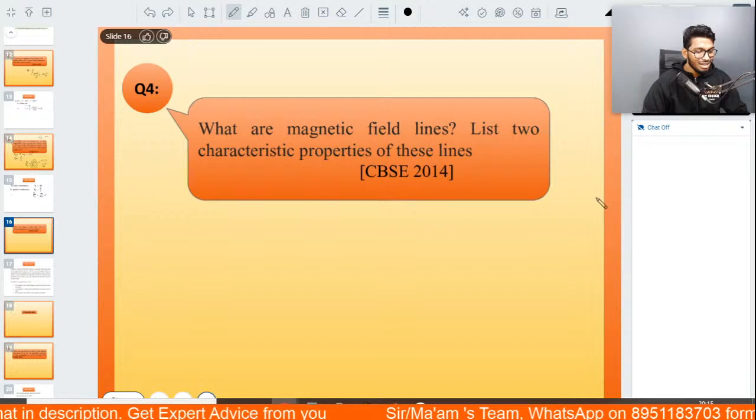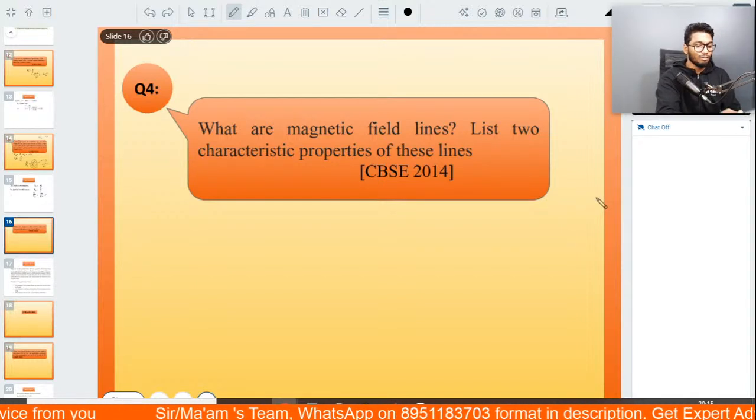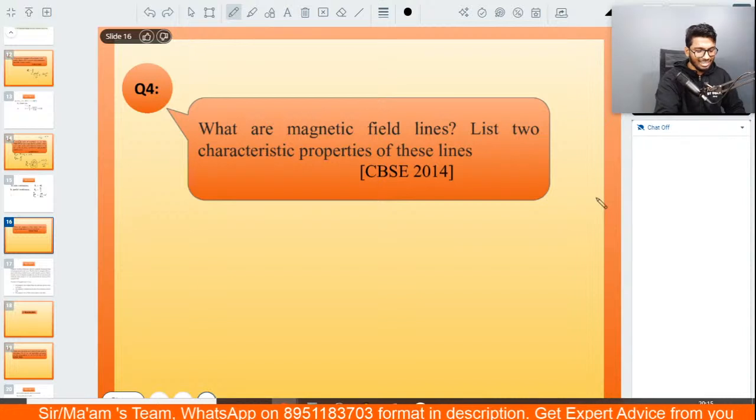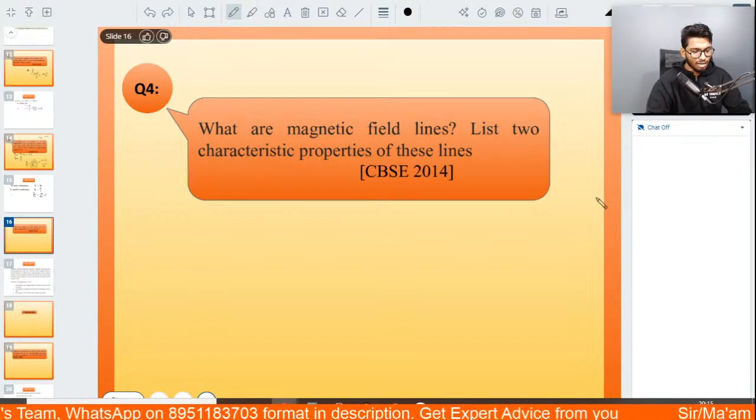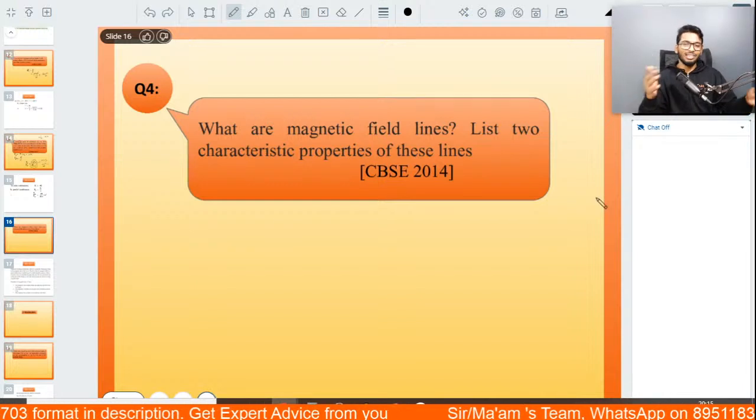Fantastic. Imaginary lines that show where the effect is observed. Okay, interesting. Any other answers? Magnetic field lines are imaginary lines representing the magnetic field. Magnetic field lines are the magnetic field. Okay. All right, similar, but well done, guys.